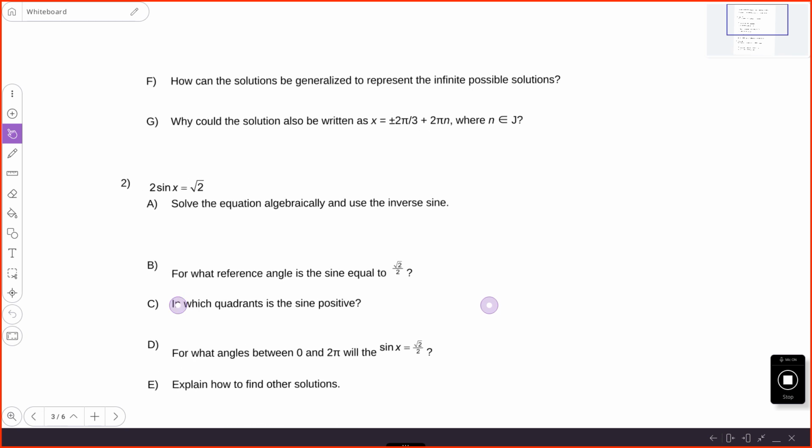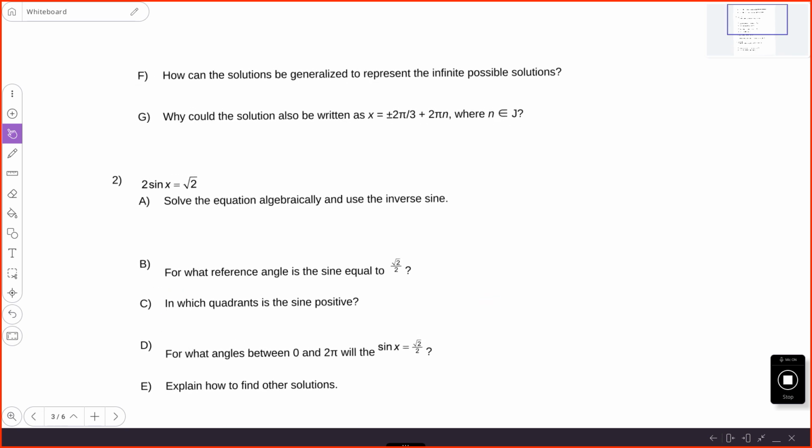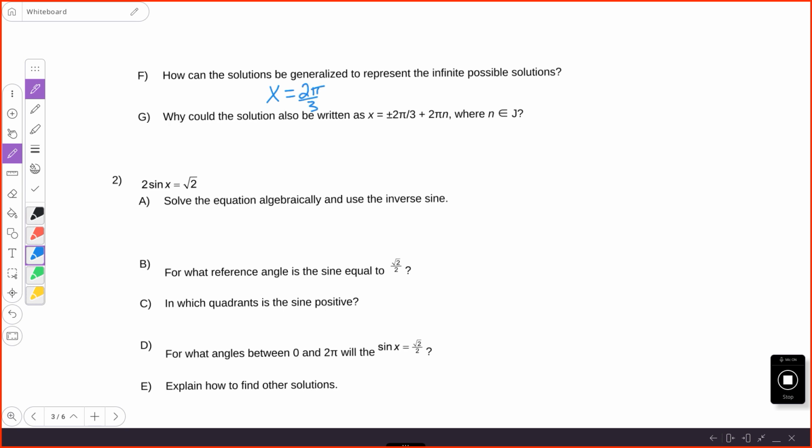All right, so we want to generalize the solutions to represent the infinite number of possibilities. So let me write my solutions real quick, the ones that we got, not from the calculator, but the ones that we got when we did it by hand. We got 2 pi over 3 and 4 pi over 3. So I had one going in the water and one coming out of the water. And then we just said, if I add 2 pi, or I add a period to those, that will give me the next 2.